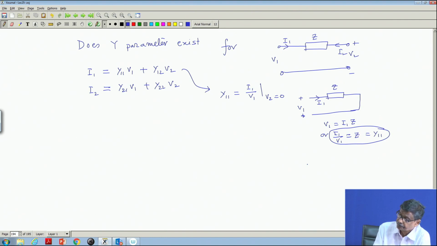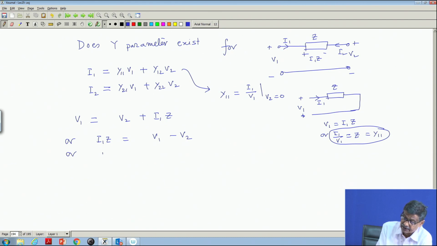Similarly, you can find out the other y parameters, but in this case I will do it in this fashion also. I can do it because it is such a simple circuit. For example, V 1, this input voltage, is nothing but V 2 plus I 1 into Z. This voltage drop is I 1 into Z, is not? If you consider this current to exist, it is I 1 into Z, V 2 plus this. Okay. Therefore, I can manipulate this equation and write that I 1 Z is equal to V 1 minus V 2, or I will say that I 1 is equal to 1 by Z into V 1 minus 1 by Z into V 2.